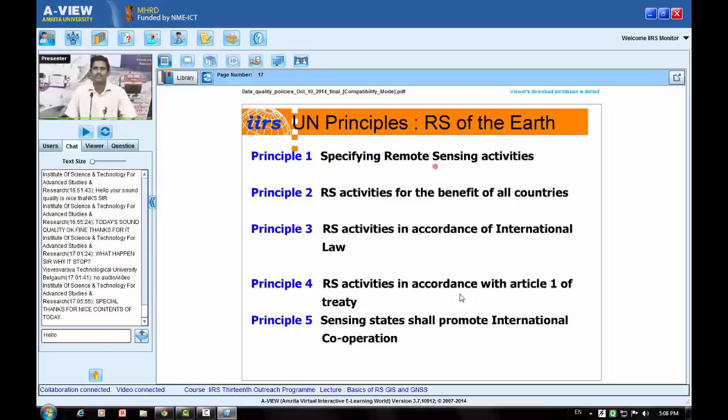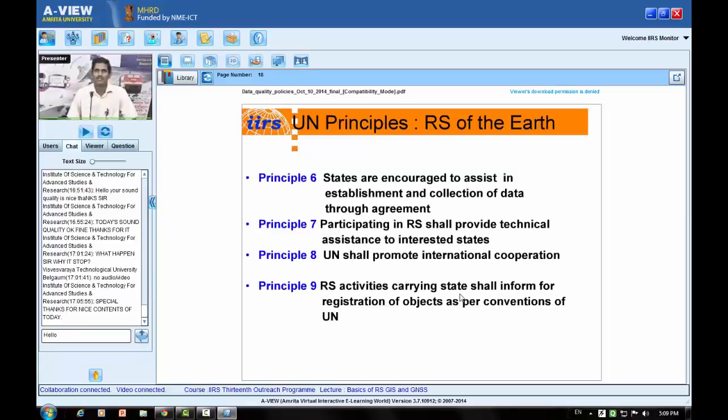So the first principle specifies remote sensing activities, and another is that remote sensing activities are for the benefit of all countries in accordance with international law. You cannot say this is our satellite, I do whatever I want; you should follow that. What is according to international law? Remote sensing activity in accordance with Article 1 of the treaty, which was signed by many countries including India. Sensing states shall promote international cooperation. That means I have a capability, so I should be able to help promote the technology for use.